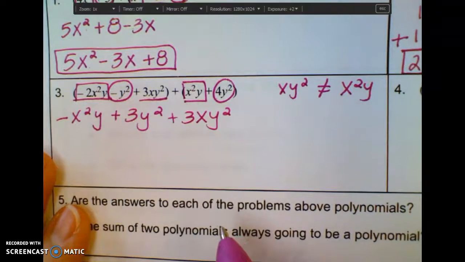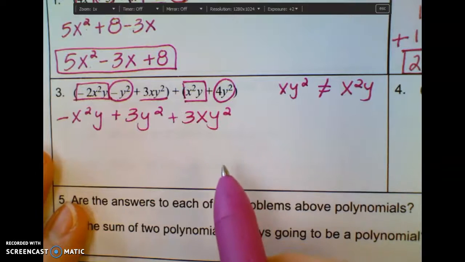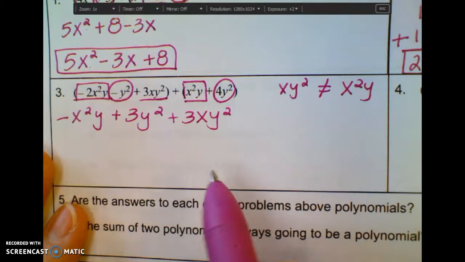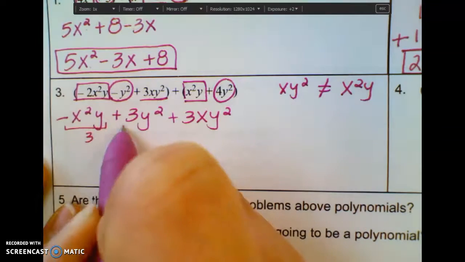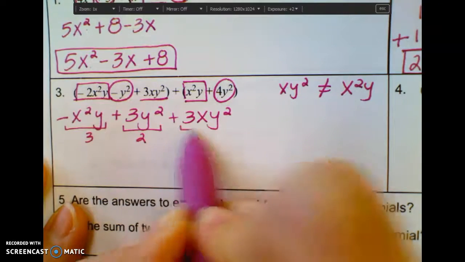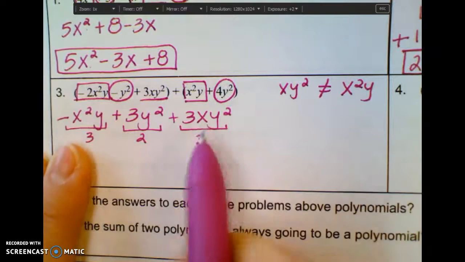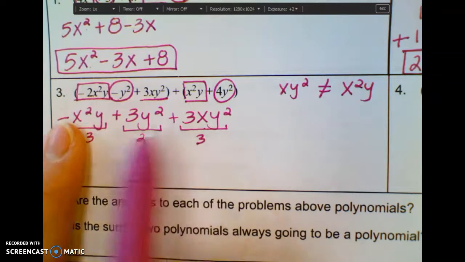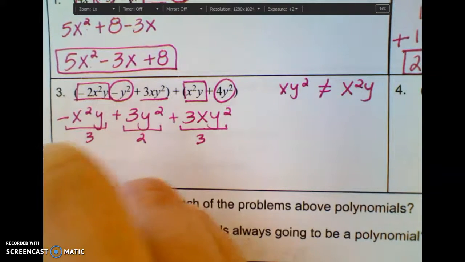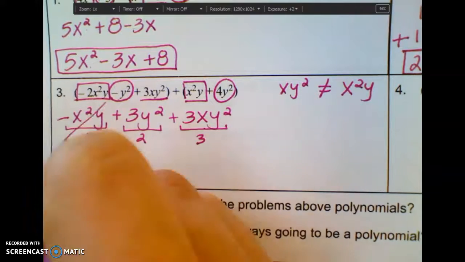Well, is that in standard form? No, it's not. Remember, for standard form, we have to put them in decreasing order of degree. So this degree is 3, this degree is 2, and this degree is 3. Now, these have the same degree, so how do we know which one comes first? Alphabetical order. Same degree, now we choose the one with more x's. So that negative x squared y is going to come first.